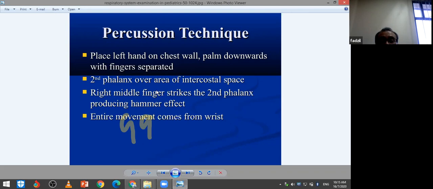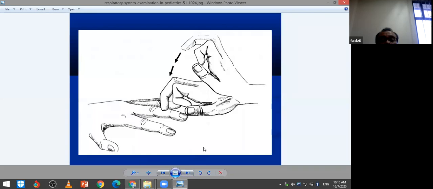Very important, the technique. If you percuss everything surrounding you, your stethoscope, your wall, everything you percuss, the sound will be different. It means that your technique is good. If all the same, you percuss the abdomen, you percuss the chest, the technique is not good. Okay? The technique is this.